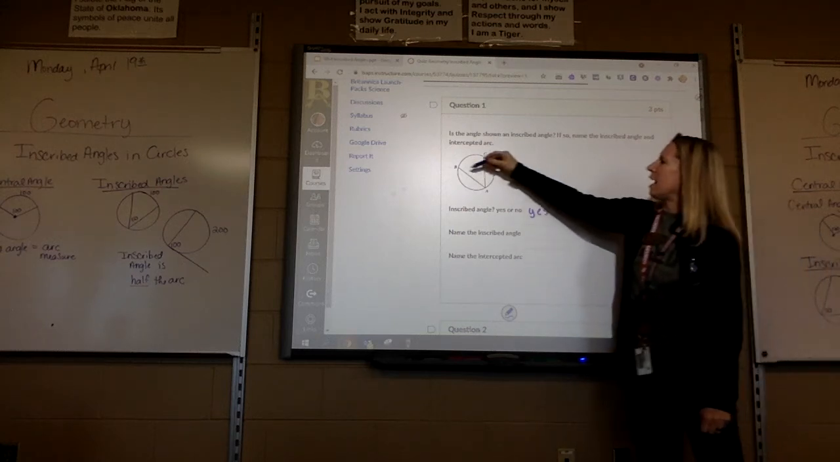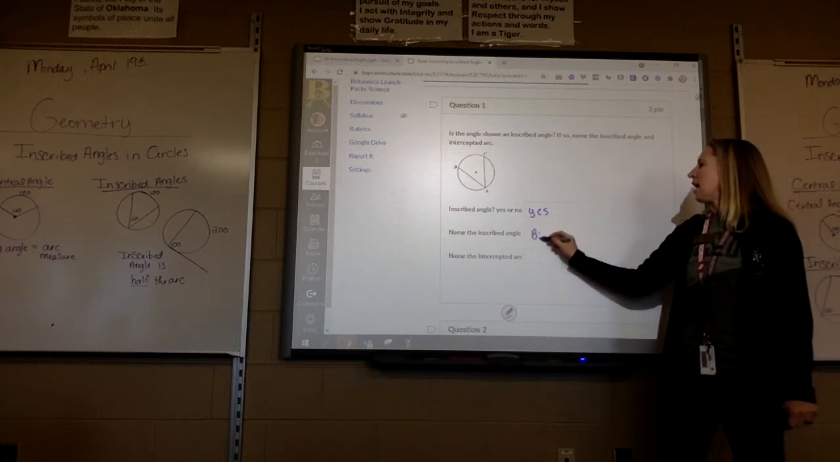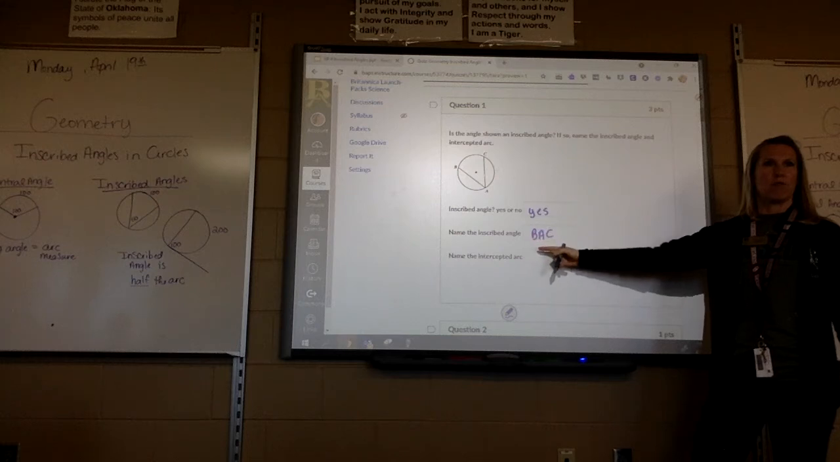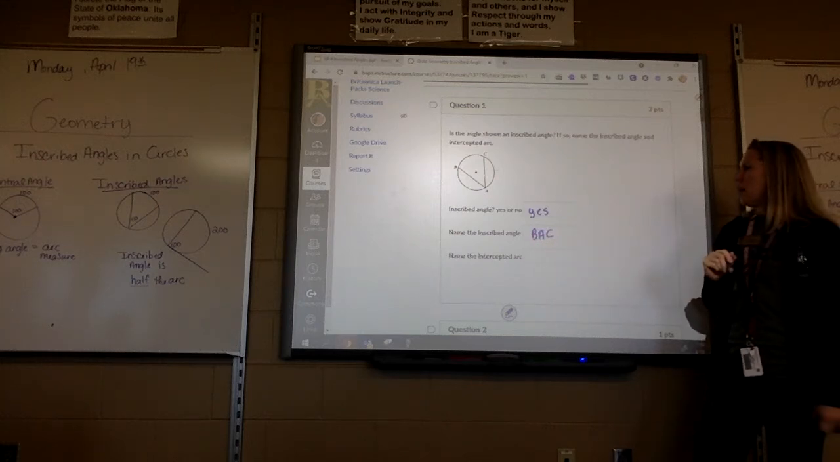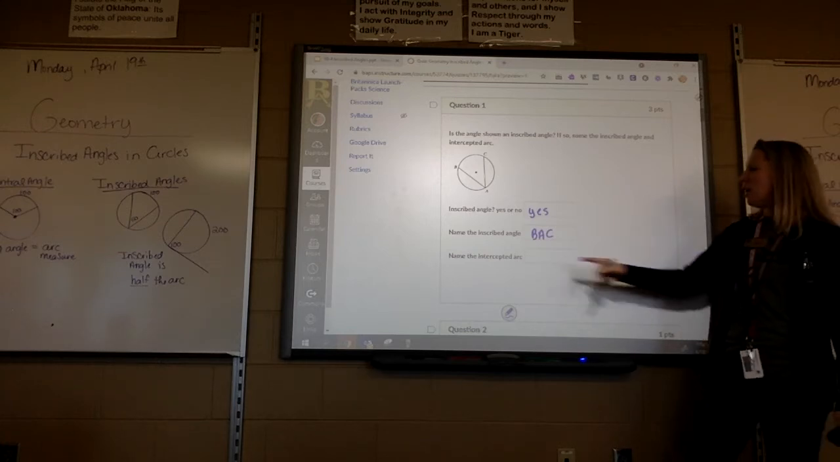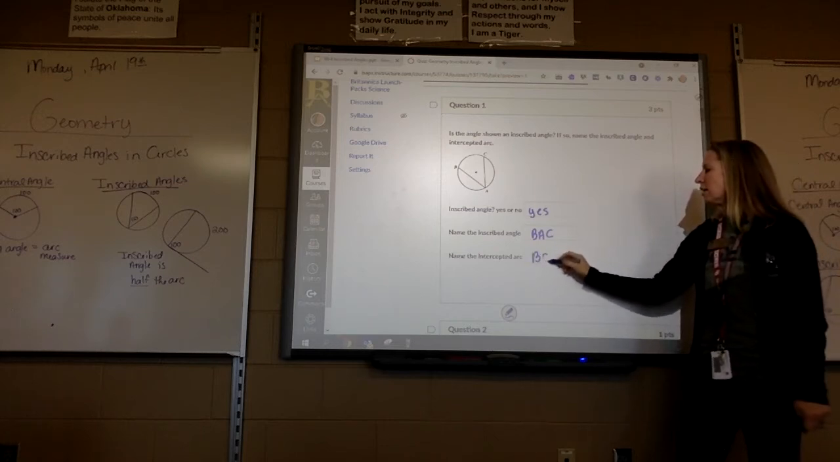So how can I name this angle right here? BAC or CAB. Put capitals when you name the angle. What's a regular one where it goes to the center? Central angle. When it goes to the center, central angle. What's the intercepted arc? BC. Okay.